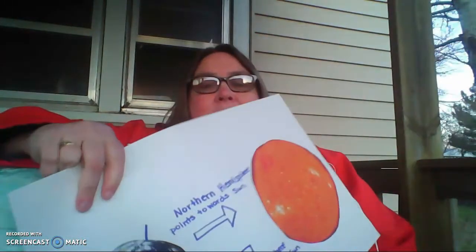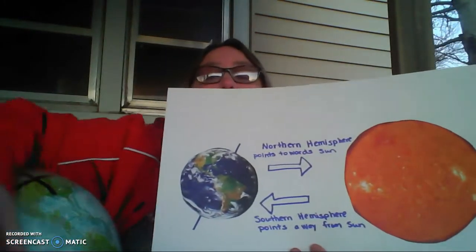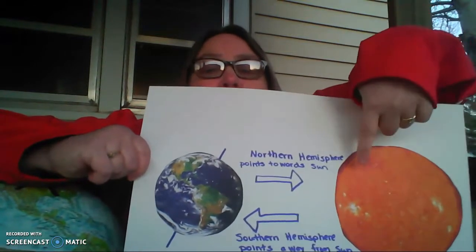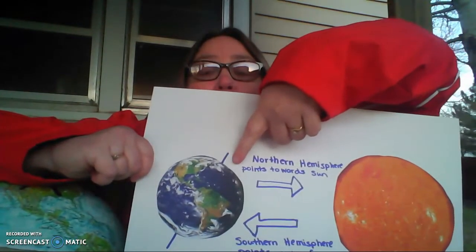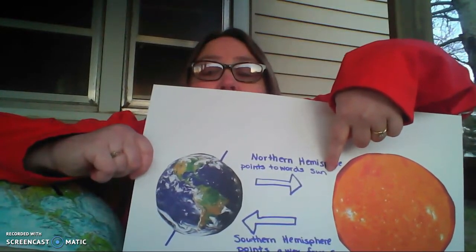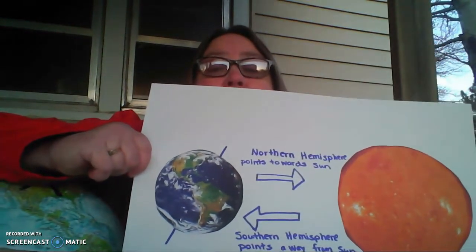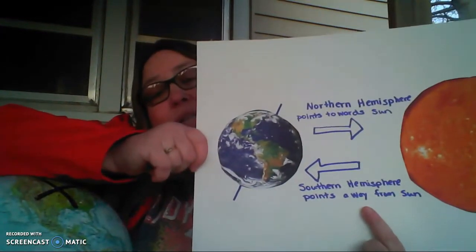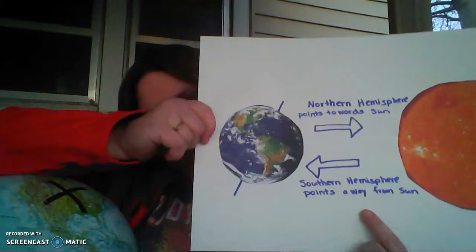Okay? I am going to grab a poster over here that is going to show you exactly why this is important to know. So as the Earth is traveling throughout space, there are times during the year where the northern hemisphere is pointing towards the sun. If the northern hemisphere is pointing towards the sun, that means we are having summer. At the same time, in the southern hemisphere, they are pointed away from the sun, so they are having winter.